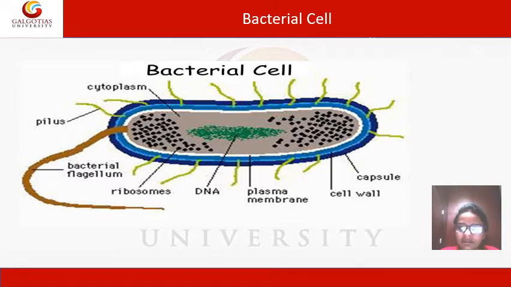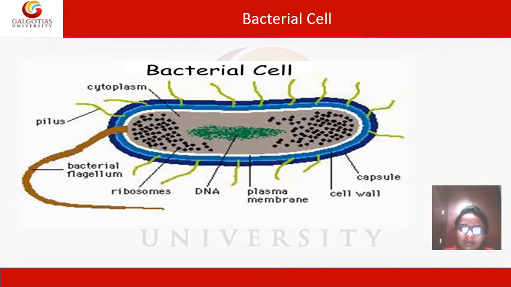After the cell wall, you can see the next layer, the innermost layer, which is indicated by the plasma membrane. You can see here that it is labeled, so that is the plasma membrane. This is the innermost layer of the bacterial cell. So basically the bacterial cell is made up of three layers. The outermost layer is capsule, the middle one is cell wall, and the innermost layer is plasma membrane.